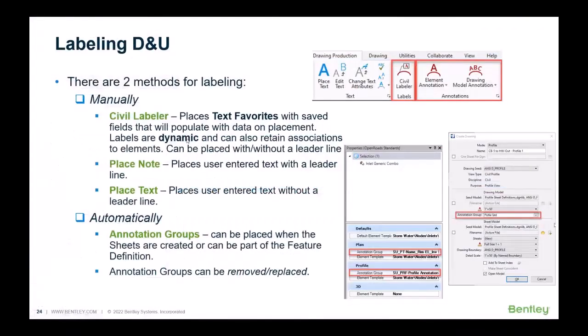All right, labeling in DNU. So there are two methods for labeling. One is the civil labeler, and that allows you to place text favorites with saved fields. And the text favorites can be dynamic or static or both. You can do it with or without a leader line. And you also have the MicroStation place note and place text commands that have always been there. And then the more automated way of labeling is to use annotation groups, and those can be assigned to a feature definition, or they can be assigned to a sheet seed definition.